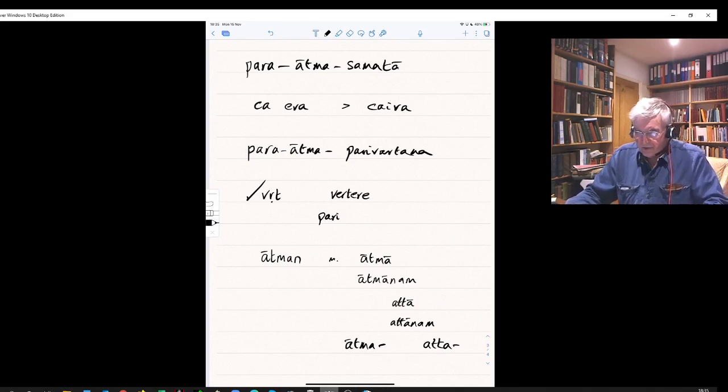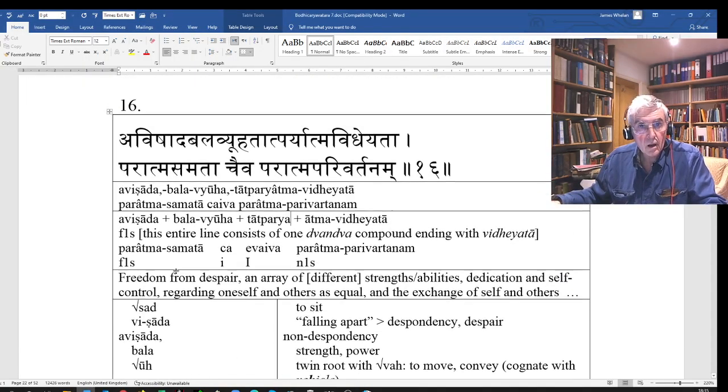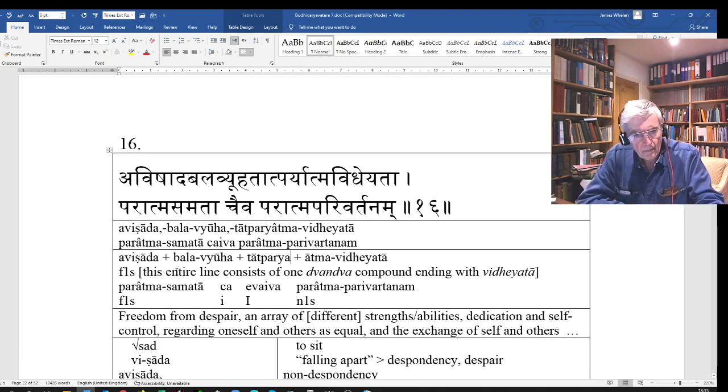So I will now read through this verse again, slowly. Let me call it back up for you. There we are. Avishada balavyuha tatparyatma vidheyata paratma samata chaiva paratma parivartanam. And again. Avishada balavyuha tatparyatma vidheyata paratma samata chaiva paratma parivartanam.